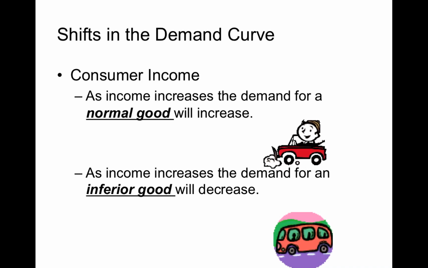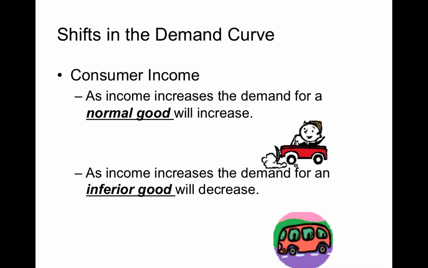So income: there are normal goods and inferior goods out there. Think about, right now, maybe you worked this summer. What might you have bought? Some people might save up for a car, so that'd be a normal good. As my income goes up, I buy more of it. Now, if I buy a car, I don't need a bus anymore to ride public transportation, so that would be an inferior good. So as my income goes up, I buy more of a normal good and less of an inferior good. The opposite is also true.